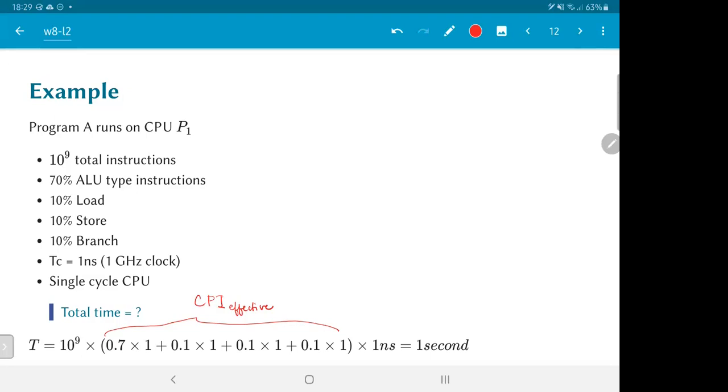In this case, of course, it is equal to 1. And what is the clock cycle period, TC? That is equal to 1 nanosecond. So when we multiply this out, we find that the total time required is 1 second.